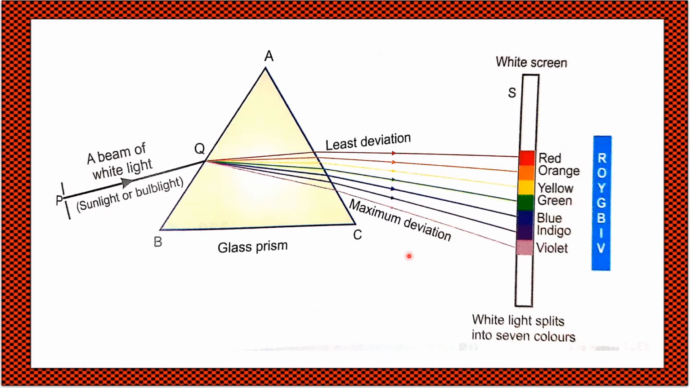In case of sunlight, the solar spectrum obtained can be remembered by the word VIBGYOR, formed by the initial letters of the colors, that is V for violet, I for indigo, B for blue, G for green, Y for yellow, O for orange and R for red. It may be noted that among these colors, red is the least deviated. Observe here, I am showing red is the least deviated and violet is the most deviated.